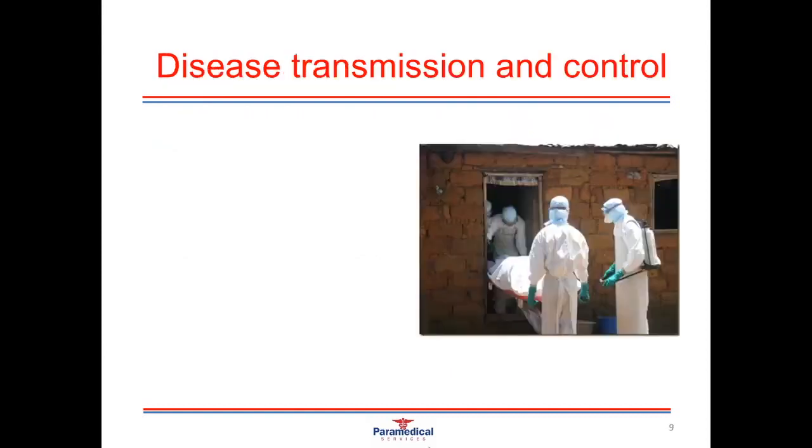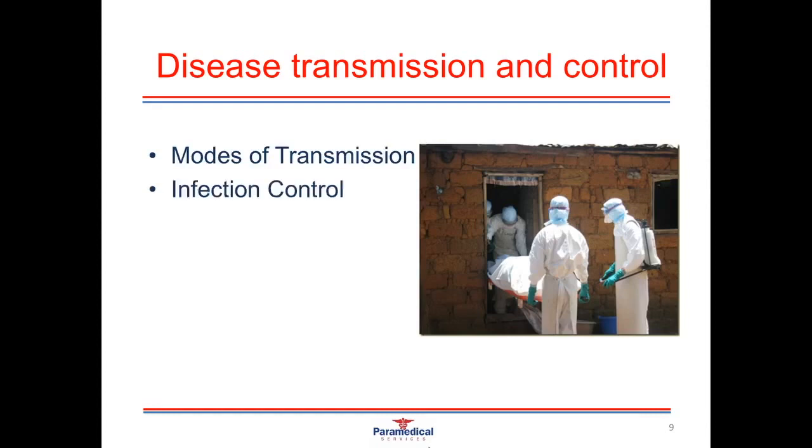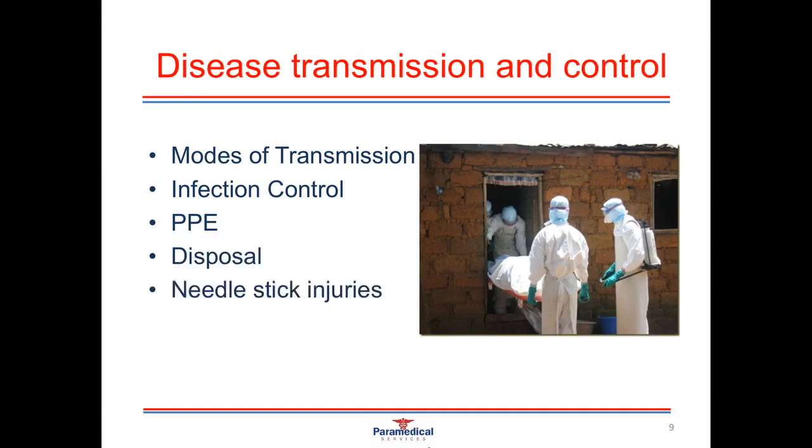In this next section, we'll be having a look at disease transmission and control. So first off, we'll discuss the different modes of transmission and the chain of infection, and then we'll have a look at different infection control methods and the importance of using things such as personal protective equipment, how to dispose of contaminated waste products, and managing needle stick injuries.